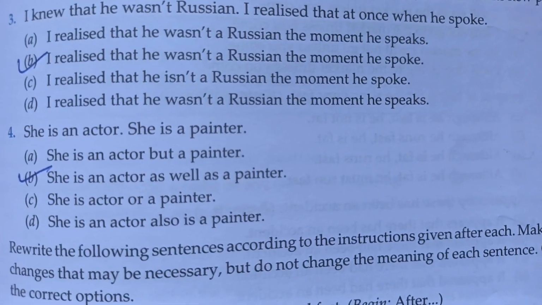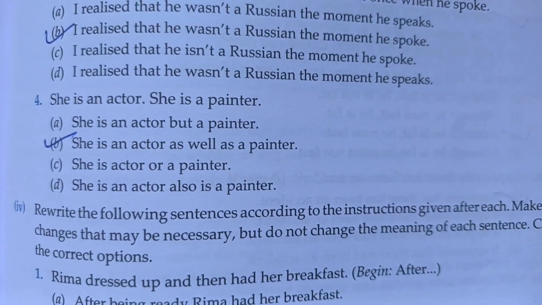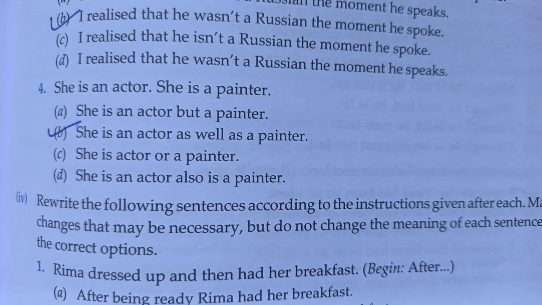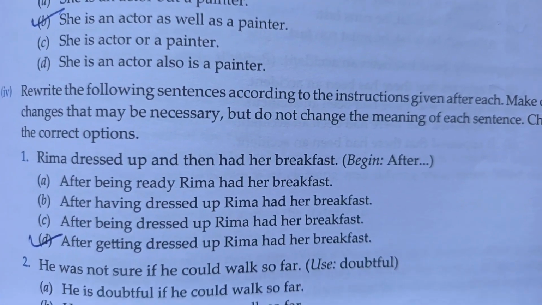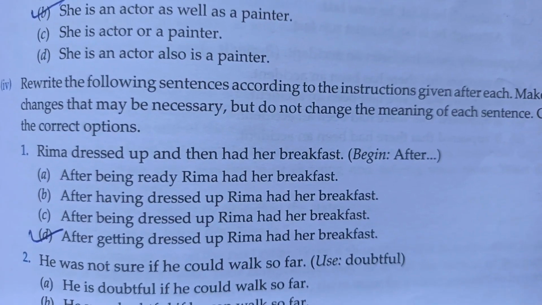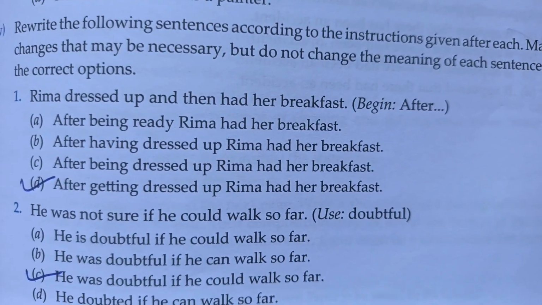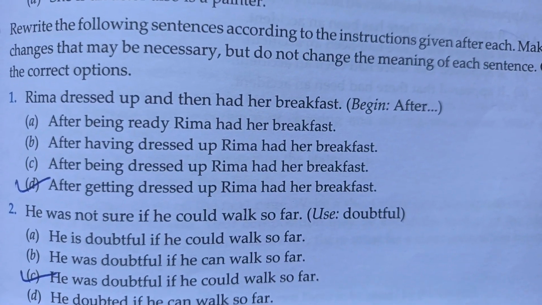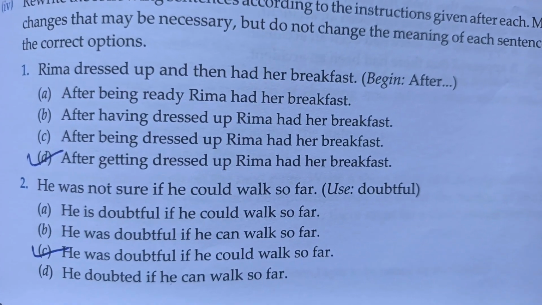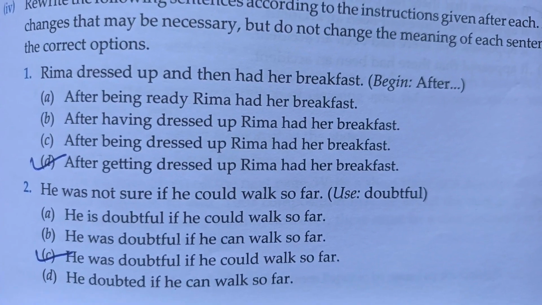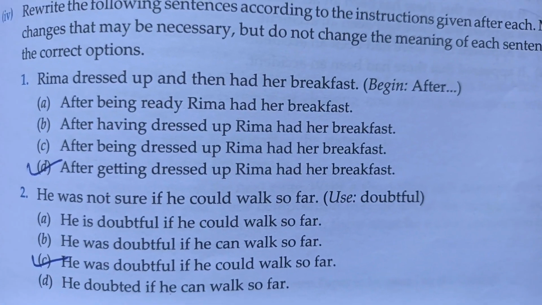Number 4, she is an actor, she is a painter. So here option B is correct. She is an actor as well as a painter. Number 4, the first one, Rima dressed up and then had her breakfast. So here you have to use after. So option D is correct. After getting dressed up, Rima had her breakfast. He was not sure if he could walk so far. So here you have to use doubtful. So here option C is correct. He was doubtful if he could walk so far.